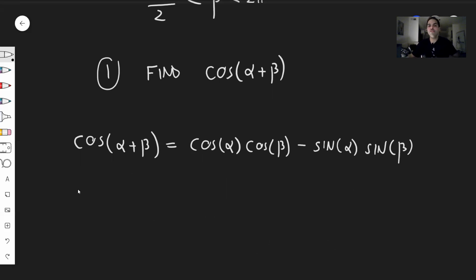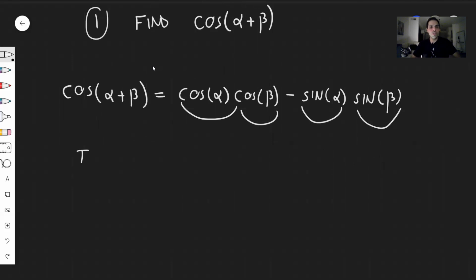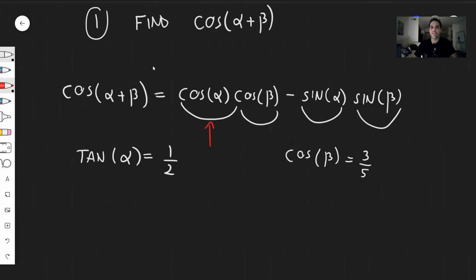But what is this saying? This is saying that we have to find four things: cosine of alpha, cosine of beta, sine of alpha, sine of beta. And remember, we had a couple of things that we knew. We know tangent of alpha, which is 1/2. And we also know cosine of beta, which is 3/5. Okay, so let's do everything step by step. So first, let's find cosine of alpha.